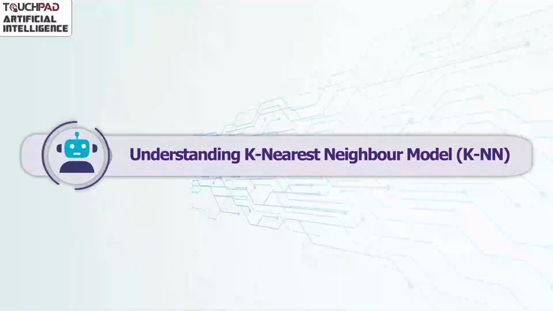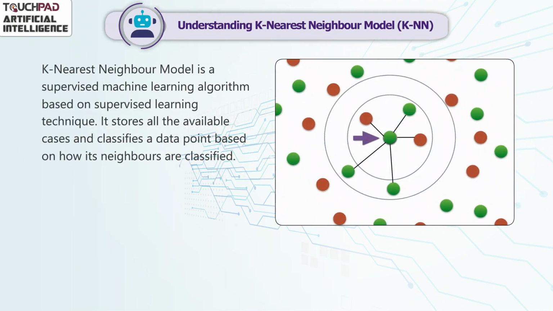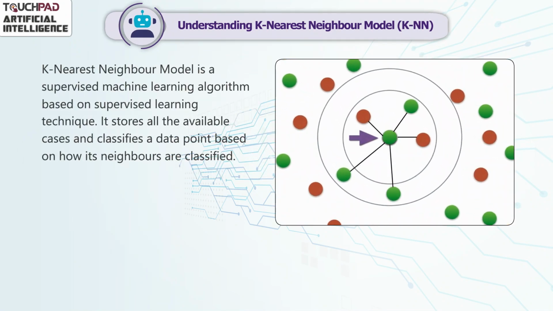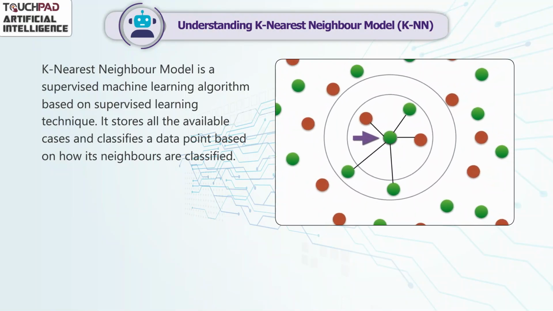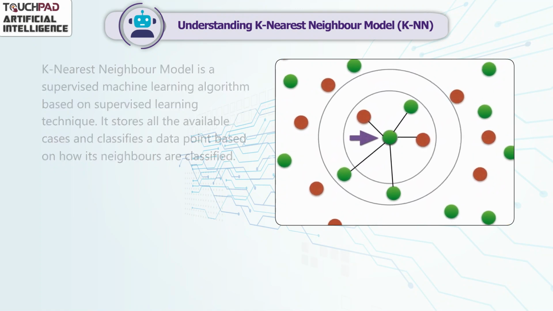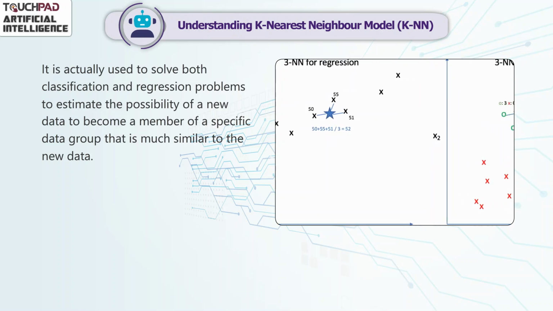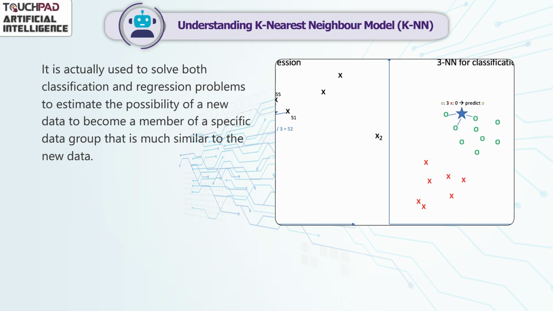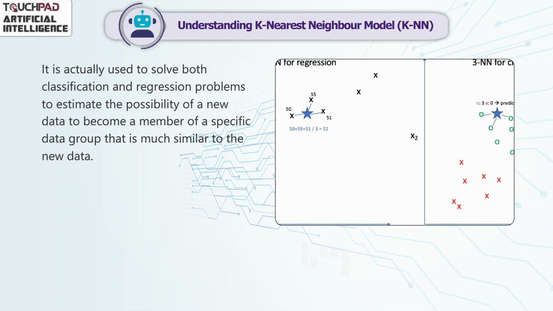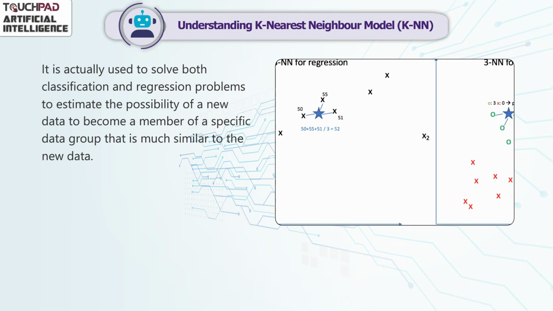Understanding K-nearest neighbor model, KNN. K-nearest neighbor model is a supervised machine learning algorithm based on supervised learning technique. It stores all available cases and classifies a data point on how its neighbors are classified. It is actually used to solve both classification and regression problems to estimate the possibility of a new data to become a member of a specific data group that is much similar to the new data.